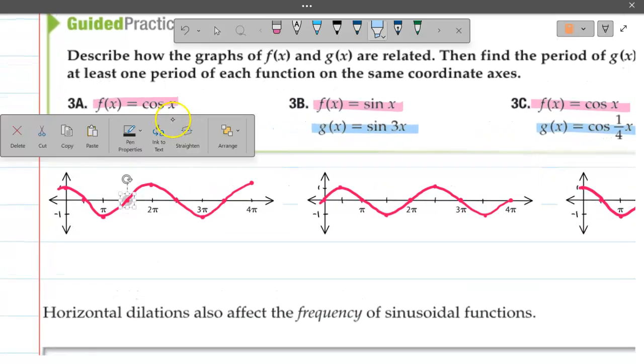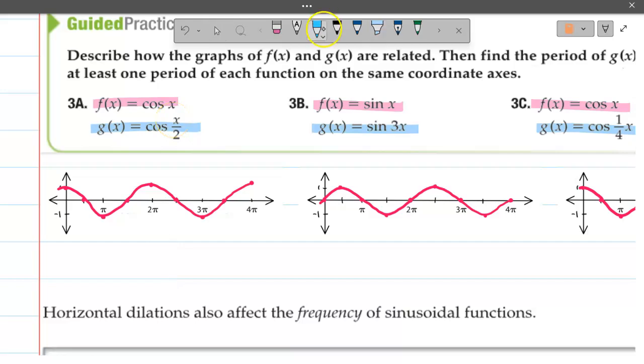So again, if I take the coefficient of x right here, it's 1/2. I'm going to put the absolute value of 1/2 under 2 pi, which is the same thing as 2 pi divided by 1/2, or 2 pi times 2, which is 4 pi.